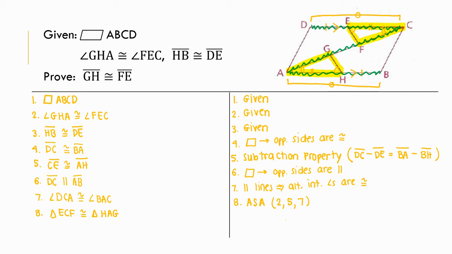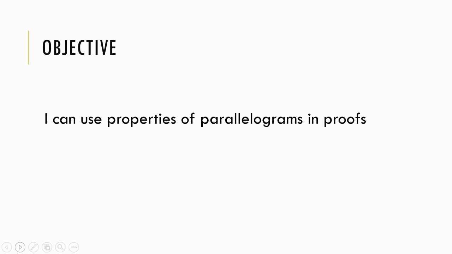And so remember, when you have congruent triangles, any other parts are congruent. So we can say that the segment GH is congruent to the segment of FE, and that's because of CPCTC. Corresponding parts of congruent triangles are congruent. So that's us using properties of parallelograms in proofs.